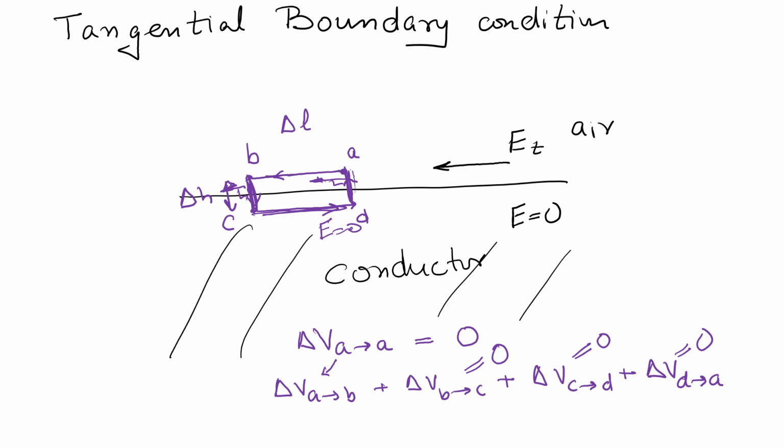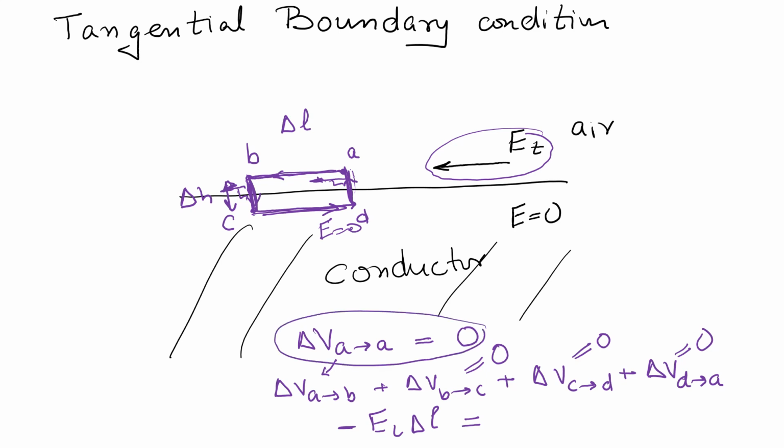However, when I am walking from A to B, I am assuming that there is electric field present, and I'm walking in the direction of electric field, so I would get E T delta L. That would be the potential difference when I walk from A to B, and we have already argued that this should be equal to 0, which now proves that this tangential component of the electric field cannot exist. E tangential has to be 0.